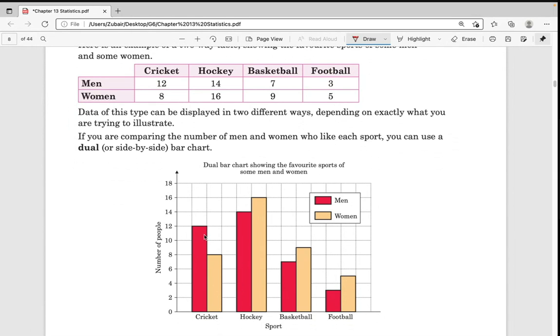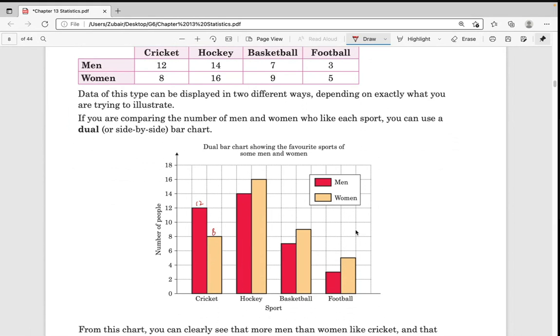As the key shows, the one in red is for men, the one in yellow is for women. Number of people 12 is shown and 8 is shown. So we can have a very good comparison that more women are interested in hockey than men, and in basketball and in football, and in only cricket, more men are interested than women.